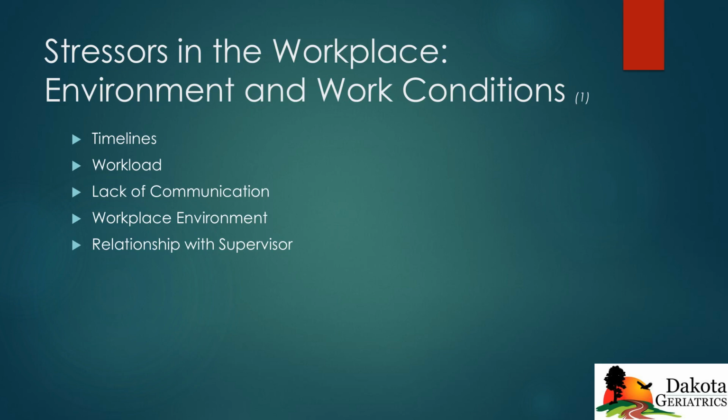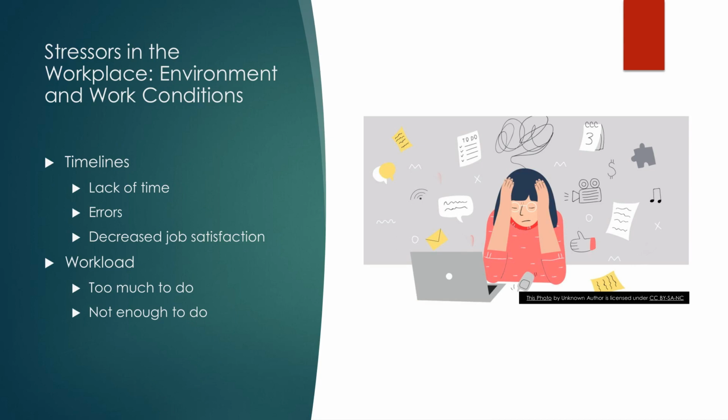Let's start with stressors identified in the workplace in regard to environment and work conditions. There are 5 potential causes of workplace stress. They are unrealistic timelines, workload, lack of communication, the workplace environment, and the relationship between employee and supervisor. Notice how the 5 potential causes of workplace stress relate to the environment and work conditions.